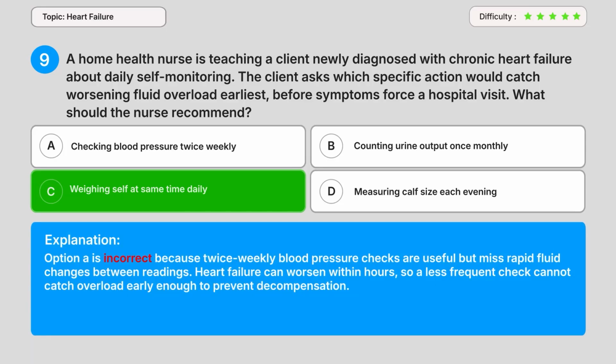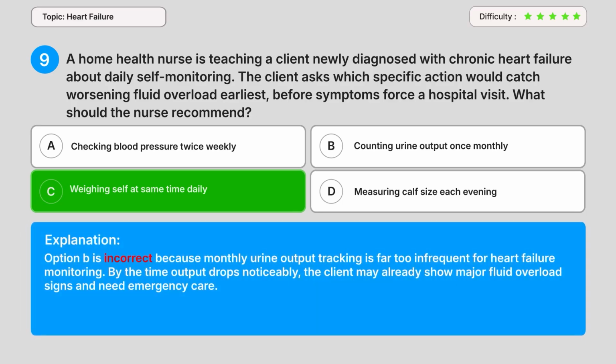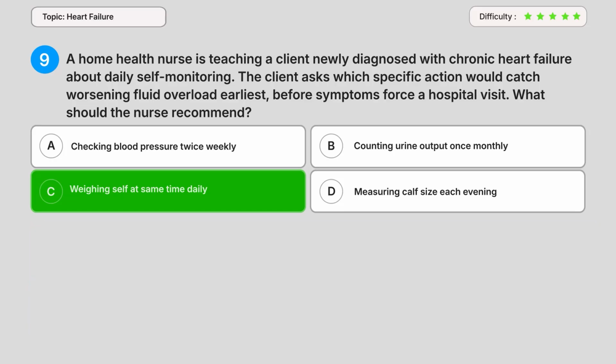Option A is incorrect because twice weekly blood pressure checks are useful, but miss rapid fluid changes between readings. Heart failure can worsen within hours, so a less frequent check cannot catch overload early enough to prevent decompensation. Option B is incorrect because monthly urine output tracking is far too infrequent for heart failure monitoring. By the time output drops noticeably, the client may already show major fluid overload signs and need emergency care.